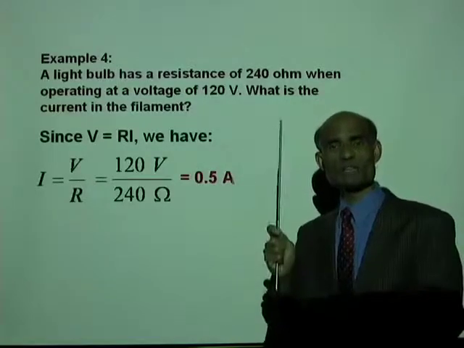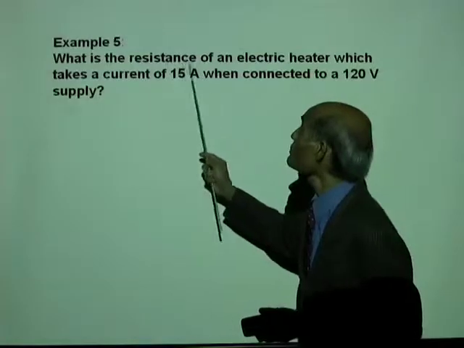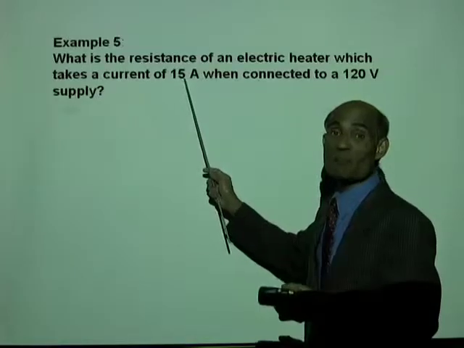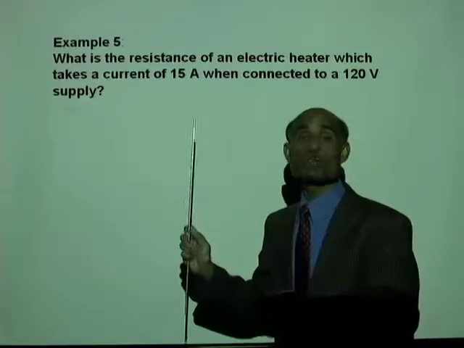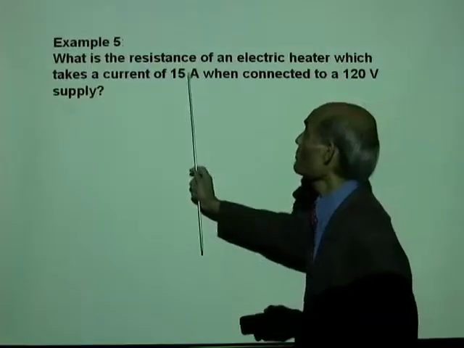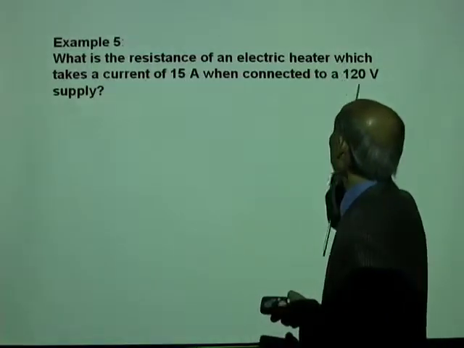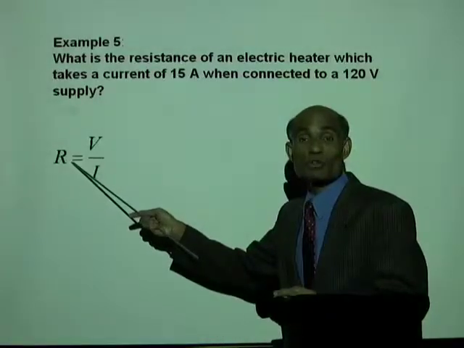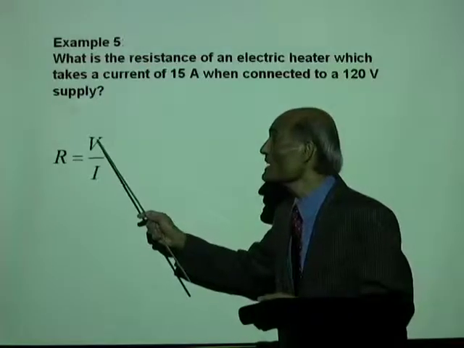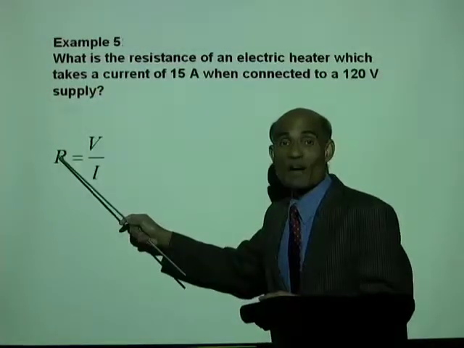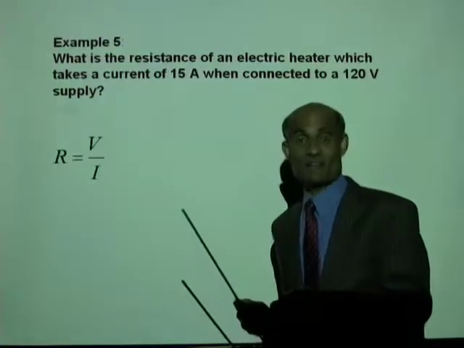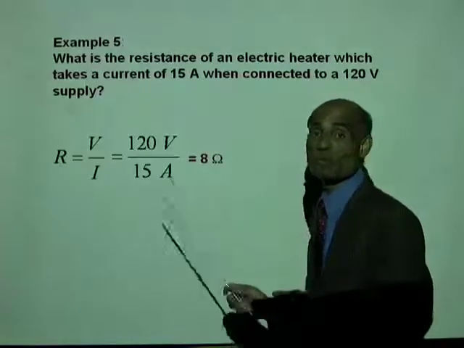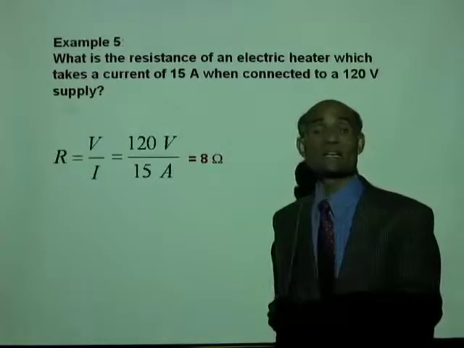Let's do a couple more of those very simple calculations. What is the resistance of an electric heater which takes a current of 15 ampere when connected to 120 volt supply? So we have the current, we have the voltage, we need to find the resistance. So we can go directly onto that equation. If V equal to RI, then R equal to V over I. Is that right? So V is 120 volts, I is 15 ampere, and the resistance of that heater is 8 ohm.